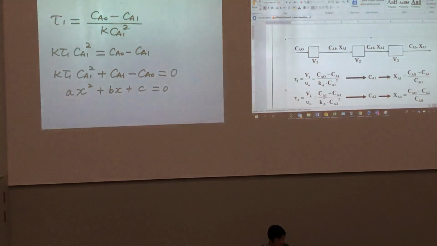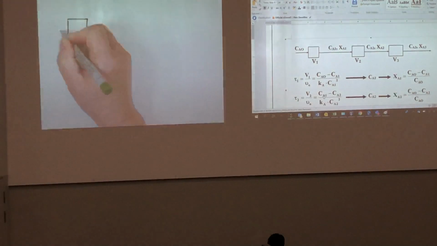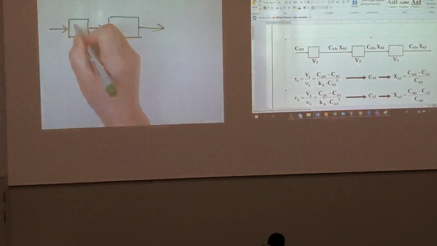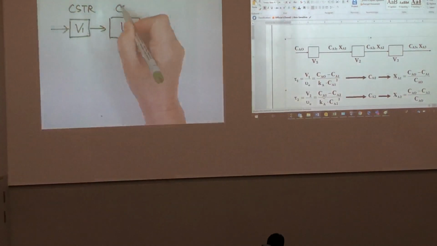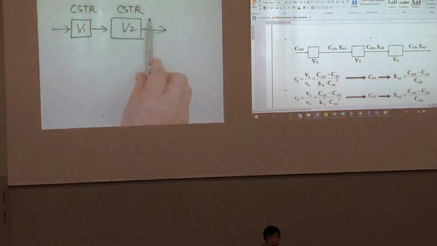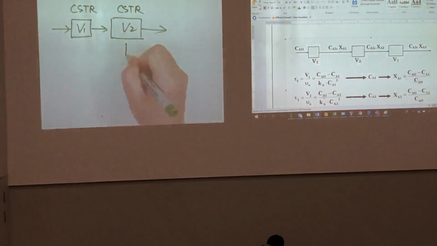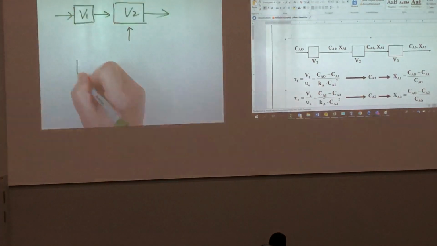Okay, then is there a possibility? You see, you have two CSTRs with different volumes, so this is V1, V2. You just do this first, then you do this, right? You find your answer. Okay? Now if I say you replace this by a plug flow, are you able to do it? How to do it?